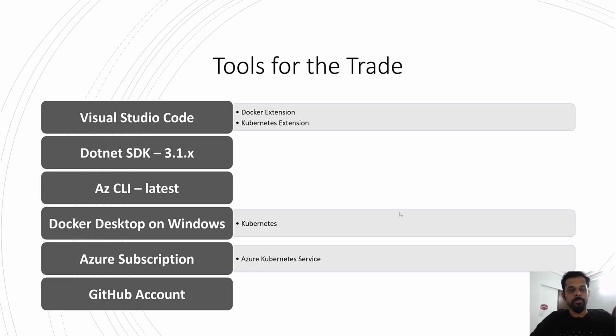Since I'm using Windows, I've mentioned Docker Desktop on Windows. If you're on Mac, you can very well use Docker Desktop for Mac. And you also need an Azure subscription because you need to create an Azure Kubernetes Service, and of course a GitHub account where you can host these repositories. Though I'm going to use a .NET application as a sample for this demo, you can use any application, whether you are from Python or Java or anything else. It's all about how you build a Docker image, and then how the Docker image gets pushed into Kubernetes using GitHub Actions. So with that introduction, let's get started with the demo.